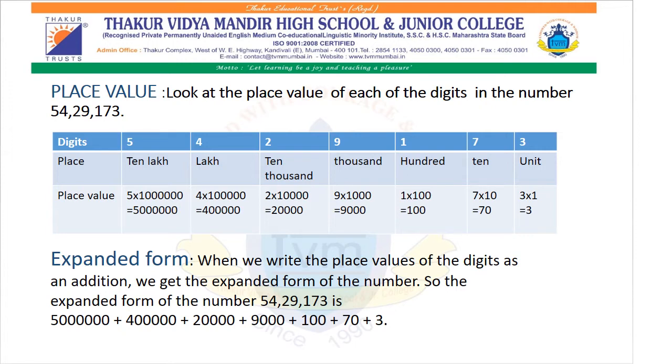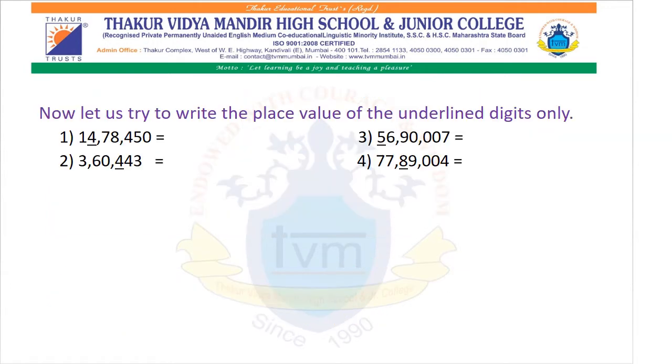Now let us go to the expanded form. When we write the place value of this digit as an addition, that means all these place values, when we add them, we get the expanded form of the number. So the expanded form of this 54,29,173 is 50 lakh plus 4 lakh plus 20,000 plus 9,000 plus 100 plus 70 plus 3. Is it clear, children? Have you understood?